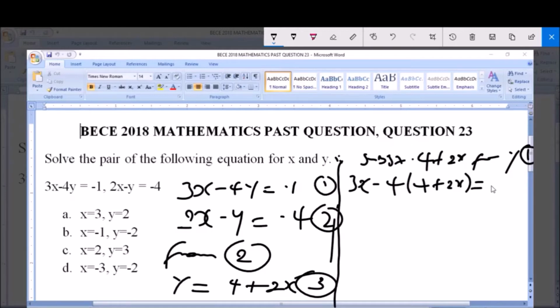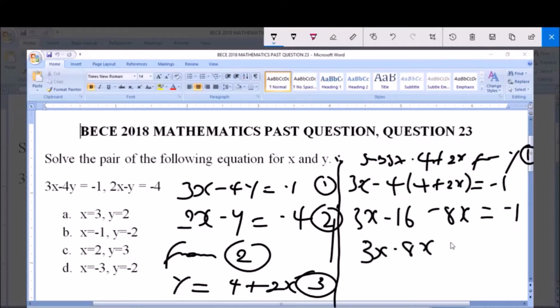So we have 3x. Now we open this bracket. By opening the bracket, we multiply the content of this bracket by this minus 4 here. So minus 4 times 4 will give us minus 16. Minus 4 times plus 2x will give us minus 8x. Remember, minus times positive will give us minus. Is equal to minus 1. So now to collect like terms, this minus 16 will come to the right hand side, changing to positive here. We have that 3x minus 8x is equal to 16 minus 1. So here we now have 3x minus 8x will give us minus 5x is equal to 16 minus 1 will give us 15.